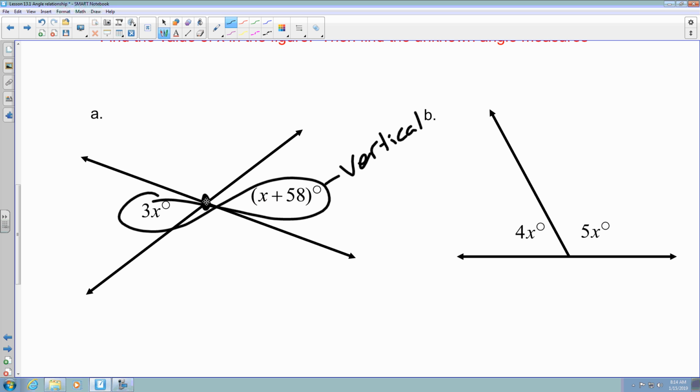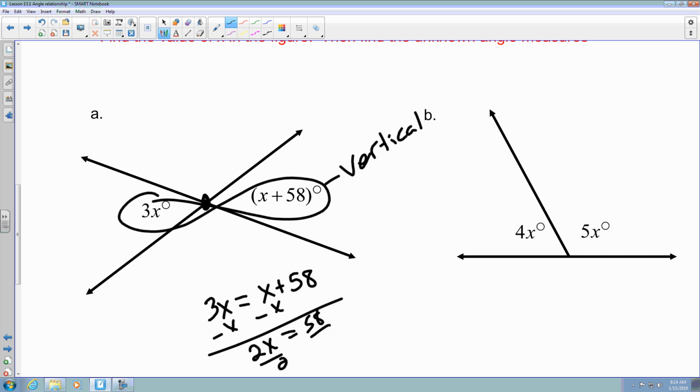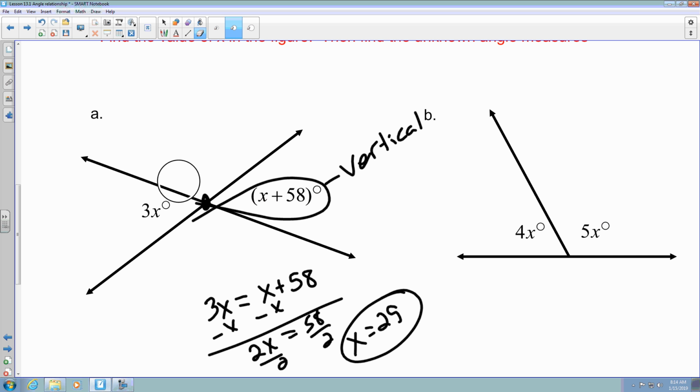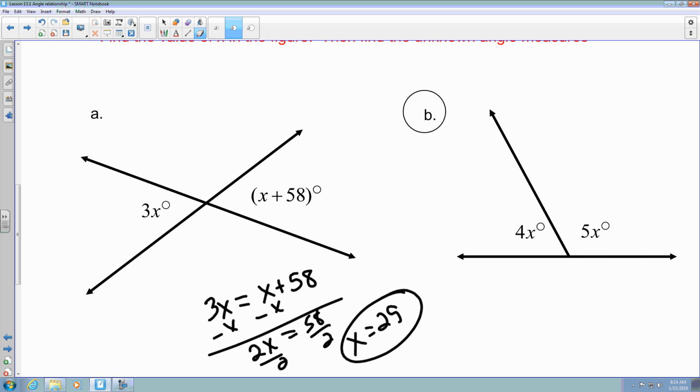So in order to find x, in this case, I can take 3x and set it equal to x plus 58. I need all variables on one side, so I'm going to subtract x from both sides. Now I got 2x is equal to 58. Divide everything by 2. I get x is equal to 29. So I can figure out what those angles are because now I know x is 29.